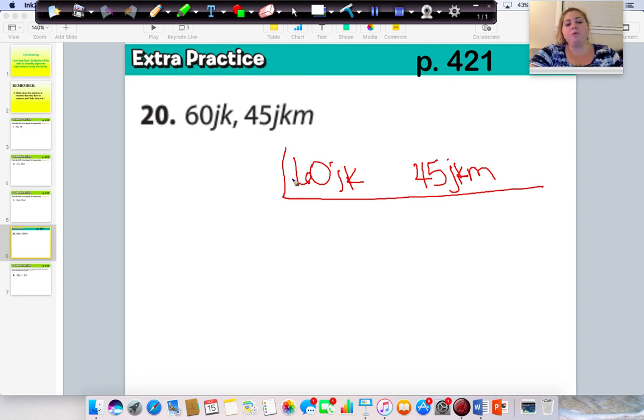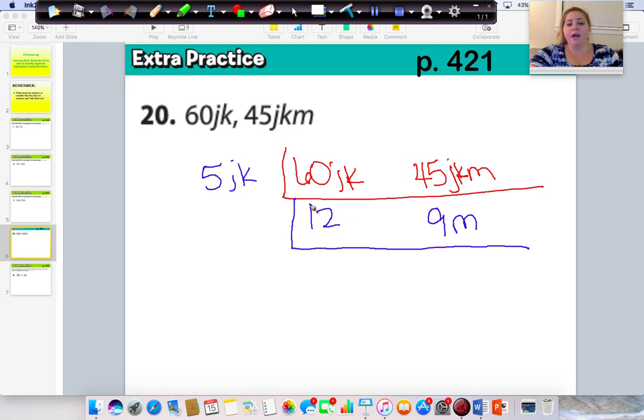So we know that 5 can go into 60 and 5 goes into 45. So I'm going to take out 5JK, and 5JK times 12 gives me 60JK, and 5JK times 9M gives me 45JKM. I'm going to do another birthday cake tier. And 12 and 9M have 3 in common. 3 times 4 gives me 12, and 3 times 3M gives me 9M.